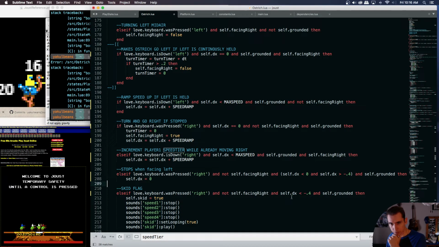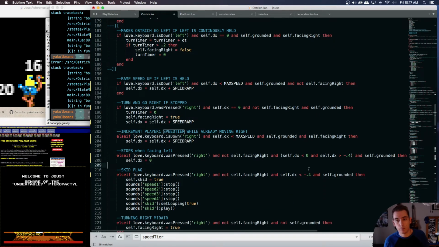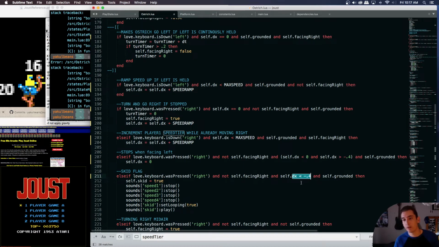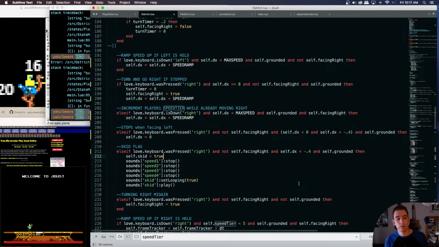So right is pressed, but our dx was negative, but it wasn't past speedTier 1 negative. Then we just stop. If our dx is smaller than, in the left direction, smaller than the speedTier 1 range, meaning going faster, then we're going to skid. Okay.